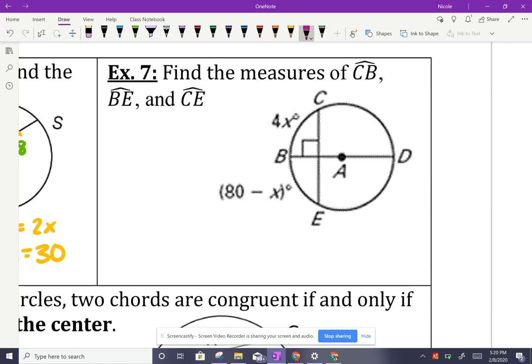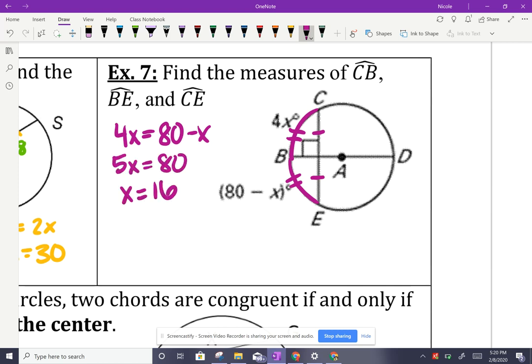So now we're going to use this information to find the arcs. Because we have this perpendicular action going on, these two chords are congruent, and because those two chords are congruent, these two arc pieces are congruent. Since they're congruent, all we have to say is 4x equals 80 minus x. 5x equals 80, and therefore x is equal to 16.